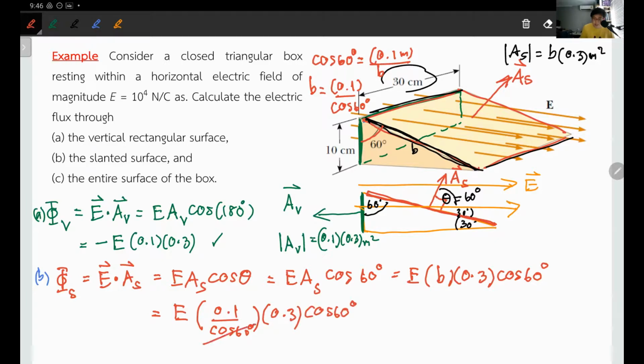And you can see that the cosine 60 cancels. You end up with 0.1 times 0.3. Isn't that nice? Is that as expected, you guys?